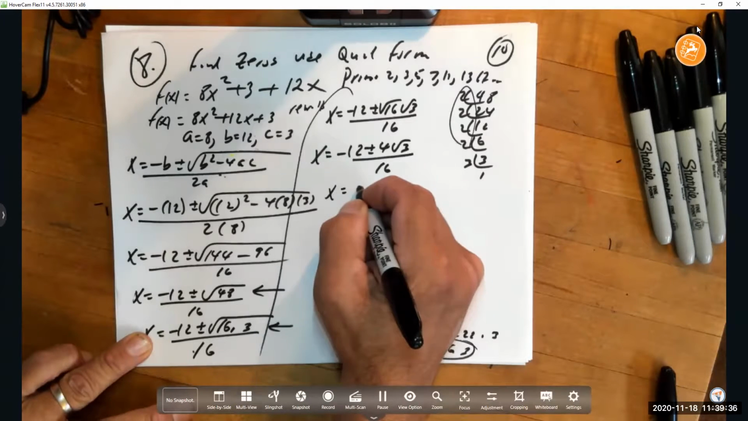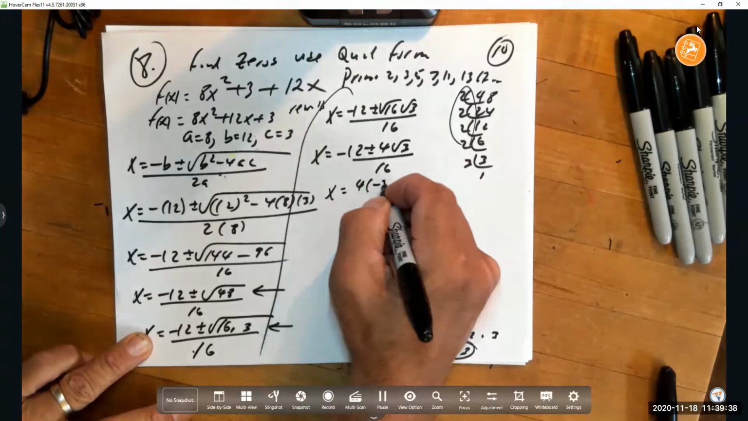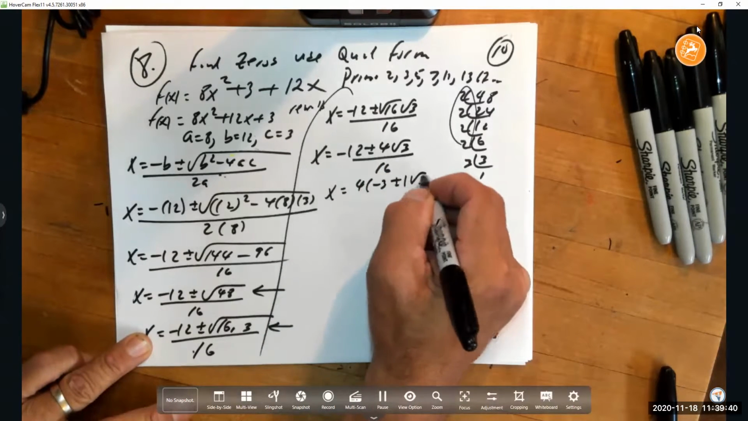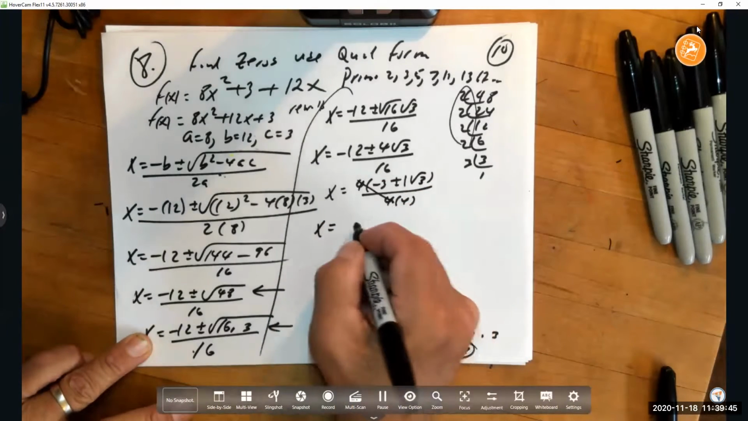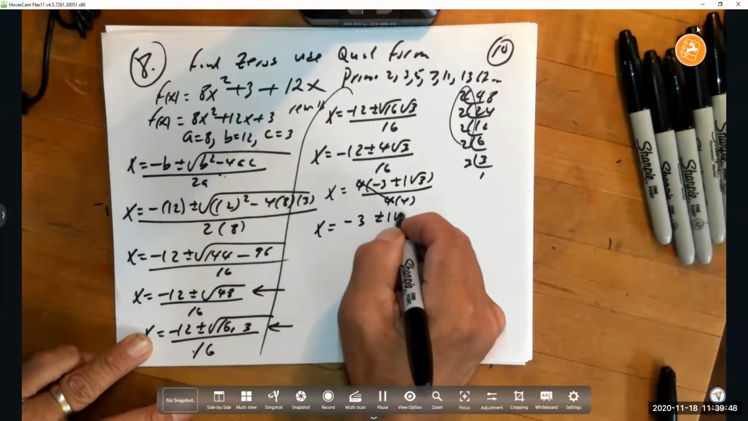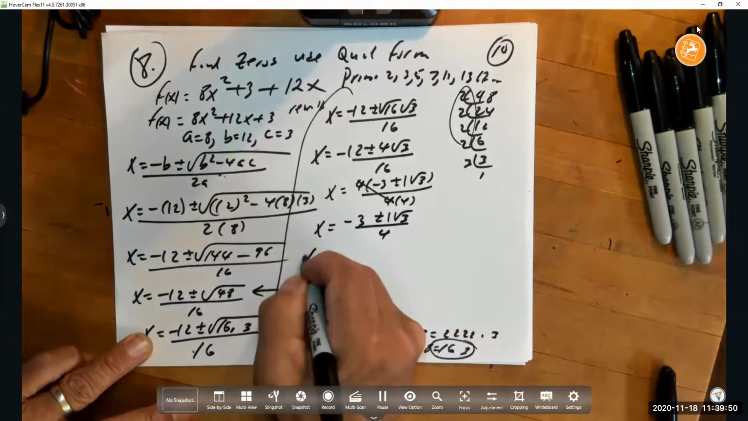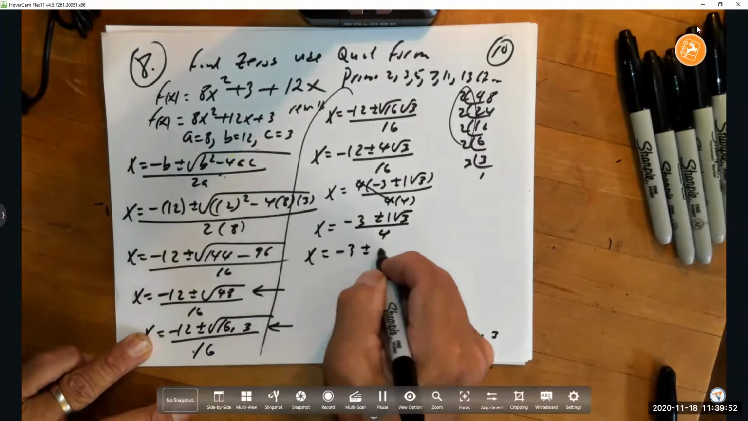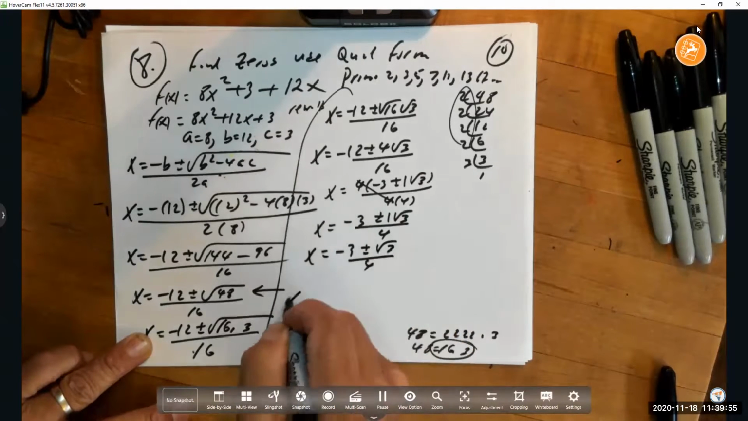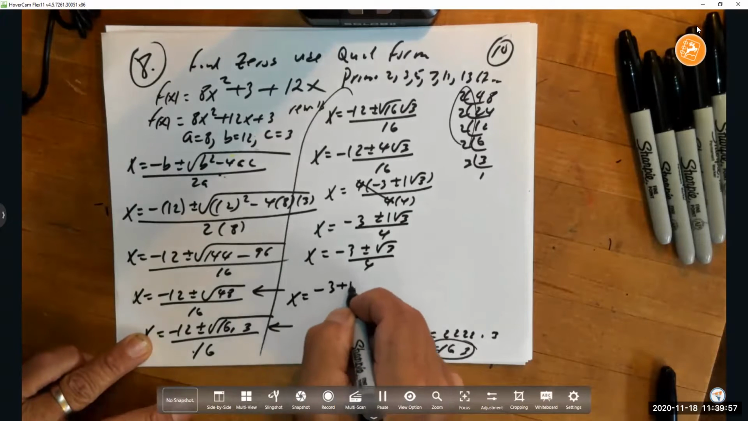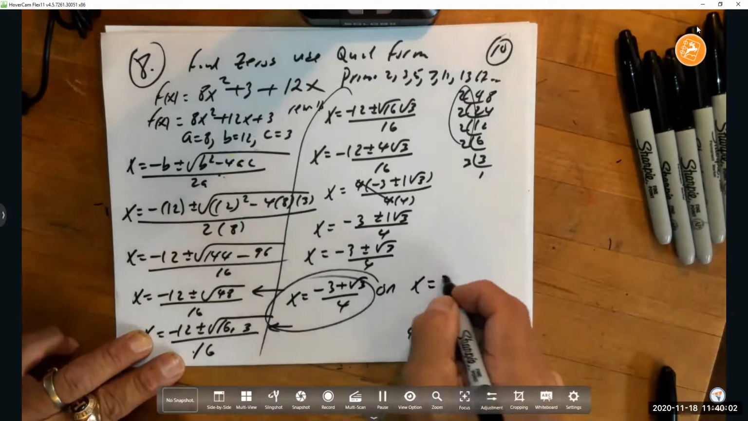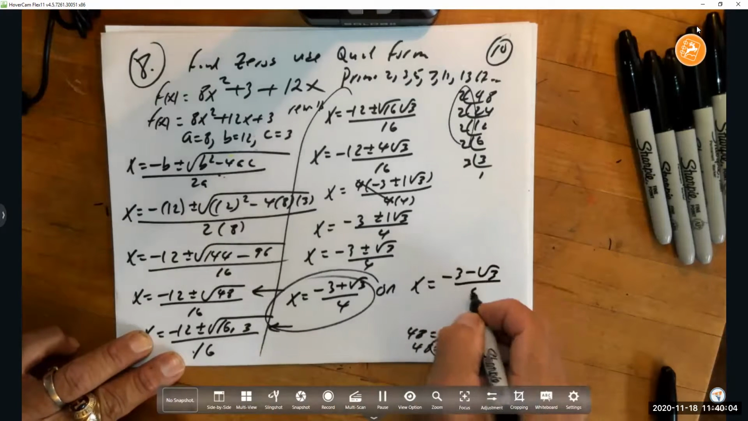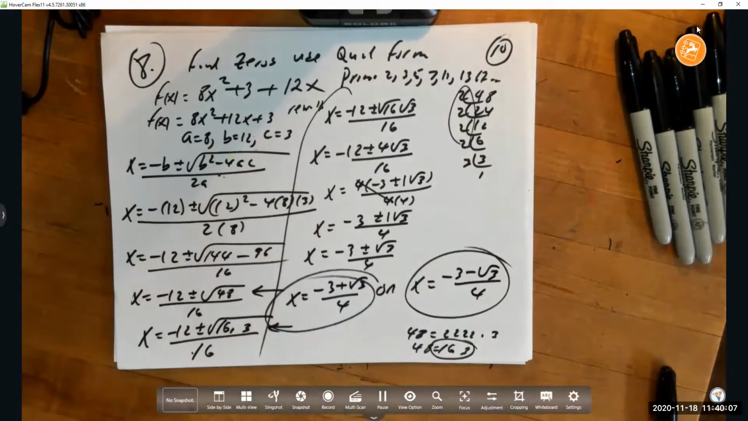So take a 4 out from the top: negative 3 plus or minus 1 square root of 3 over 4 times 4, so these are gone. You get negative 3 plus or minus square root of 3 over 4. So x equals negative 3 plus square root of 3 over 4, or x equals negative 3 minus square root of 3 over 4. Done. 2 answers.